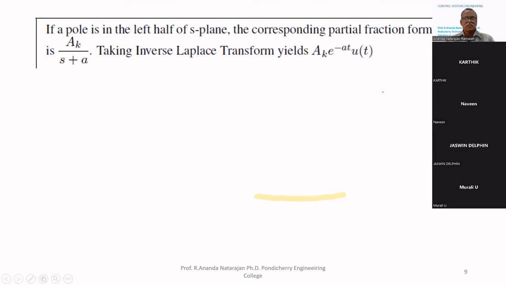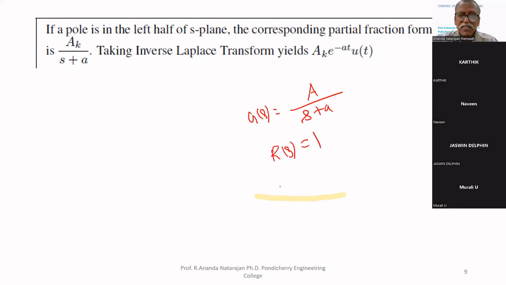Why does the system become unstable? Because a pole on the left hand side means, suppose I am having a system with S plus A. A by S plus A is the system. If you take an impulse response, G of S equal to this, R of S equal to 1. What is impulse response? Impulse means a hammer blow. That is R of S equal to 1.